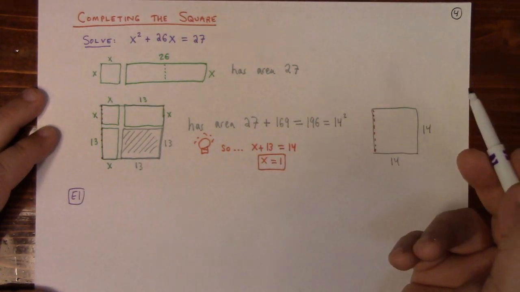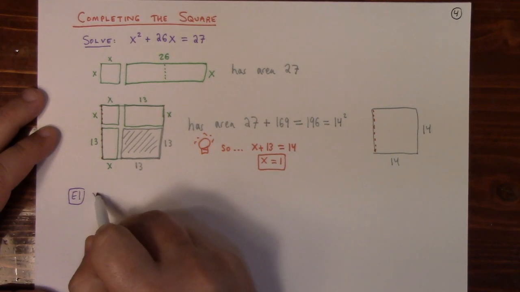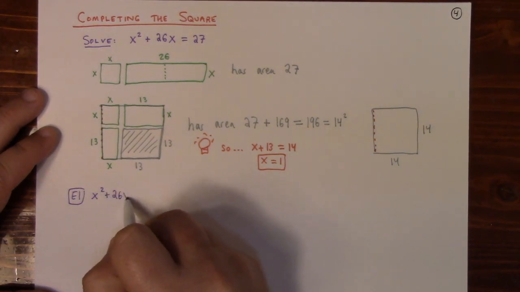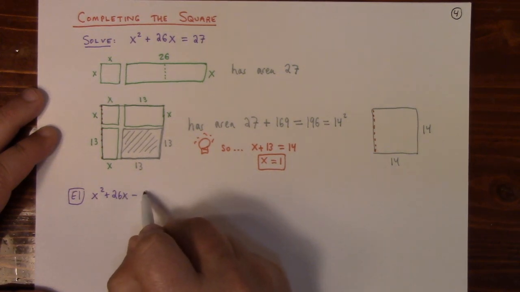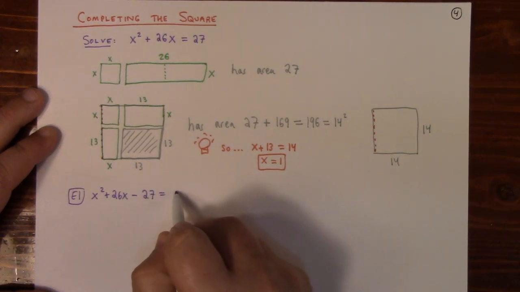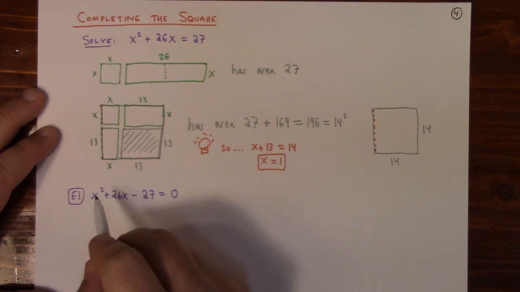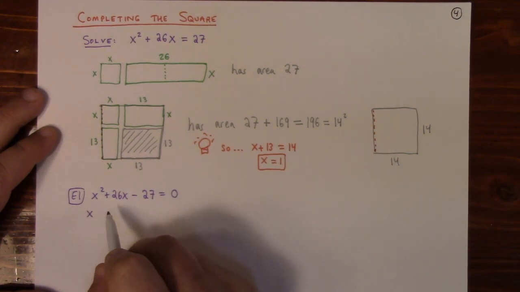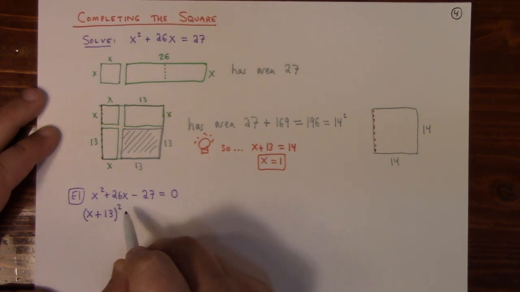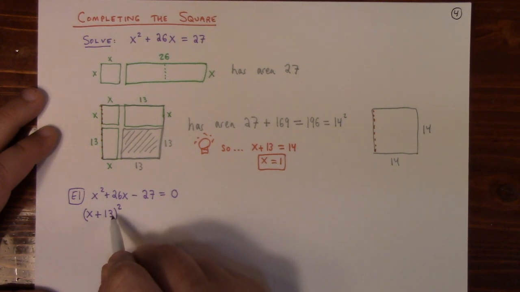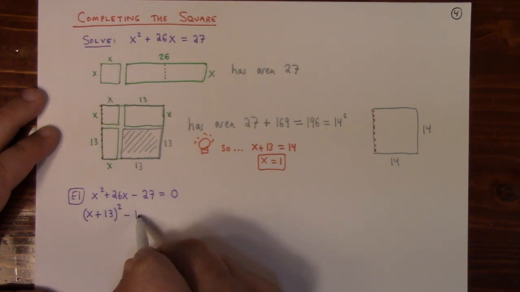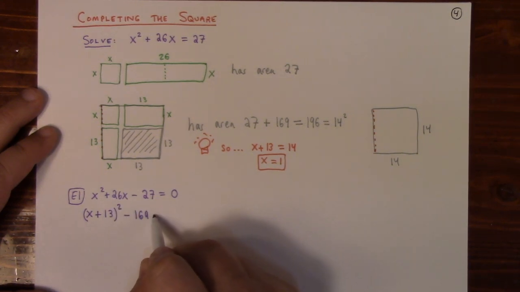I'll do exactly the one we just did geometrically, but this time I'll do it algebraically. X squared plus 26x, and I'll move the 27 to the other side, minus 27 equal to 0. All right, so completing the square. We have x plus 13, so you take half of whatever's the coefficient here, you square it, right? Then to be fair, that's adding 169, so I have to subtract 169, right?